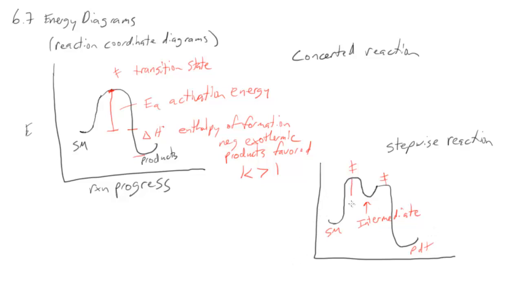The activation energy is here. And the delta H is still from the starting material to the product, here. Now this one is still exothermic, and it still favors products. And K is still greater than 1.